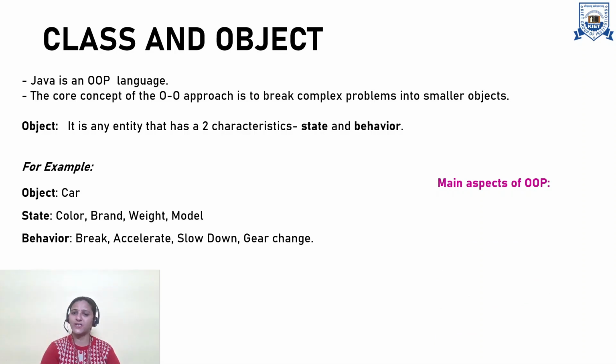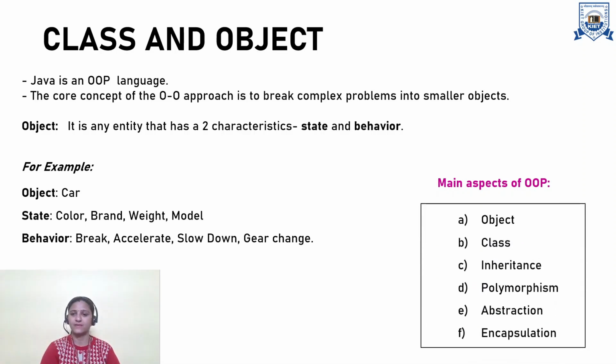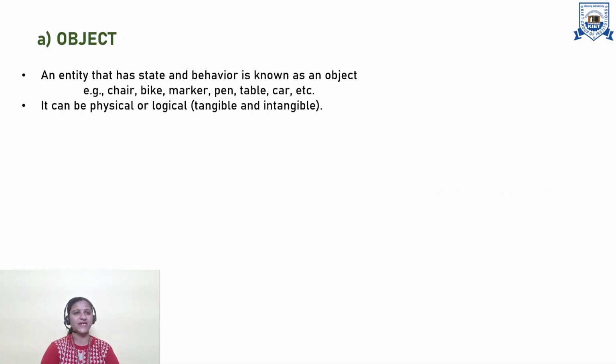The main aspects of object-oriented programming are object, class, inheritance, polymorphism, abstraction, and encapsulation. Here we will cover the object and the class and other topics step by step. We start with the object. What is an object basically? An entity that has state and behavior. Examples of objects are chair, bike, marker, pen, table, car, etc. An object can be physical or logical.